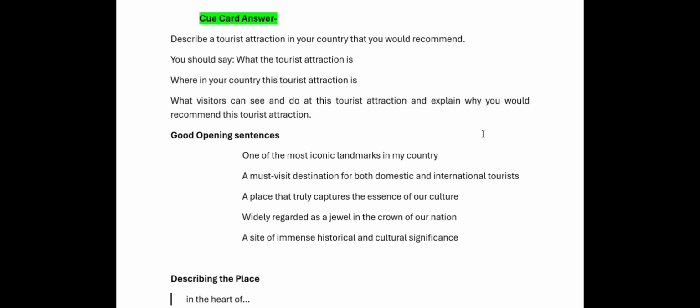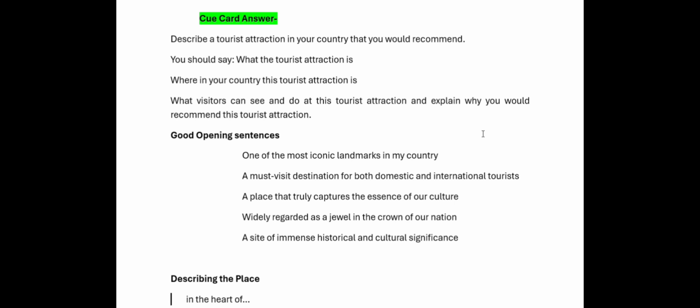Like we have always emphasized, the moment your cue card begins, stop some cliches like "this is a good question," "I am happy to speak about this question," "thank you about this question." No. So these are some of the good opening sentences. Sentence number 1: one of the most iconic landmarks in my country. This is the superlative degree of expression. The word "the most" makes the sentence superlative. "Iconic landmarks" is again a very good vocabulary. So you start your sentence with a beautiful opening sentence like this.